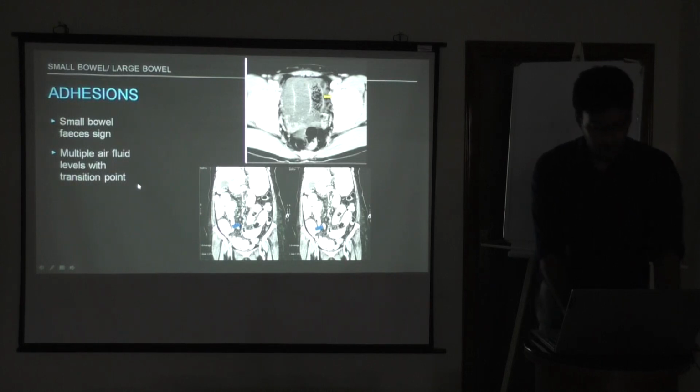And there's something called the bird beak appearance. Like I said, any obstruction will have a transition zone, which is proximally grossly dilated bowel loops, and there is some collapse of the bowel.